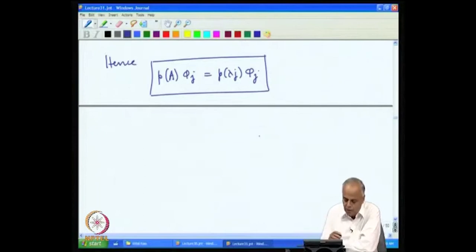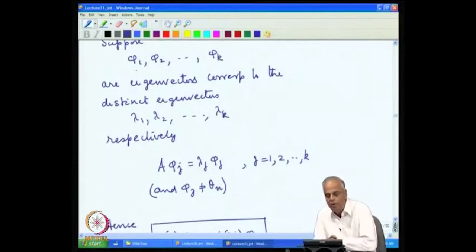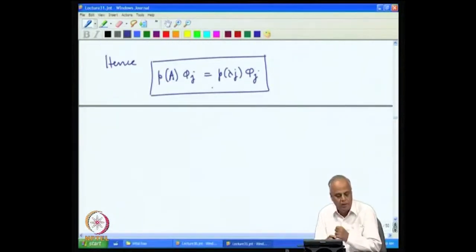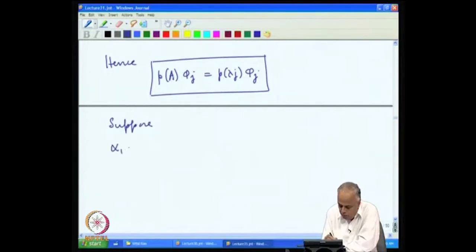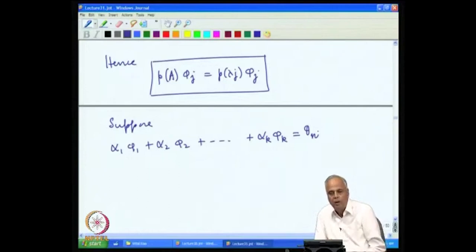Now, how are we going to use it? We were claiming that the eigenvectors corresponding to distinct eigenvalues are linearly independent. So, what we were claiming was that phi 1, phi 2, phi k must be linearly independent. So, let us see how we get it. How do we prove that phi 1, phi 2, phi k are linearly independent? We have to show that if any linear combination is 0, then the coefficients must be 0. So, we start with a linear combination. Suppose alpha 1 phi 1 plus alpha 2 phi 2 plus alpha k phi k is equal to theta m. We want to show that alpha 1 must be 0, alpha 2 must be 0, alpha k must be 0. That will establish linear independence.